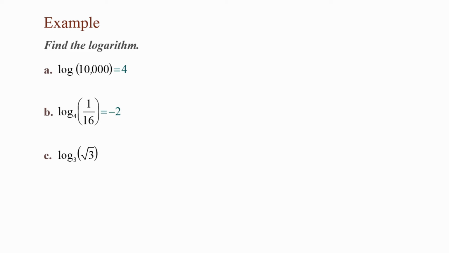Part C, log base 3 of the square root of 3. The square root of 3 is the same as 3 to the 1/2 power. So we want to know what exponent we would need for base 3 to get the square root of 3. It's going to be the 1/2 power. Log base 3 of the square root of 3 equals 1/2.